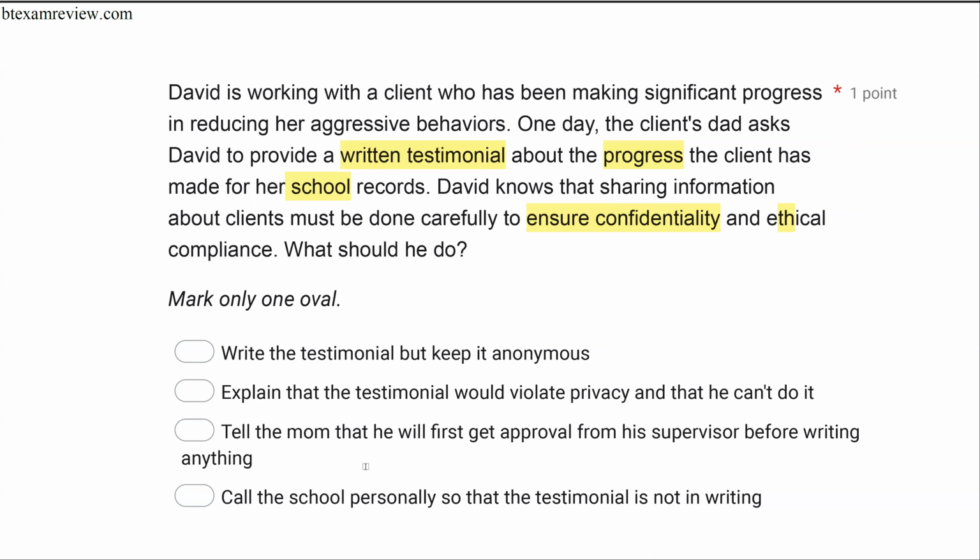Dave is asked to write a testimonial. He asks his supervisor. The supervisor then gives him direction on what to do. And then, "Dave, call the school personally so that the testimonial is not in writing." Again, that's not going to change the fact David is sharing confidential information and he doesn't quite have permission, or does he know he has permission yet?